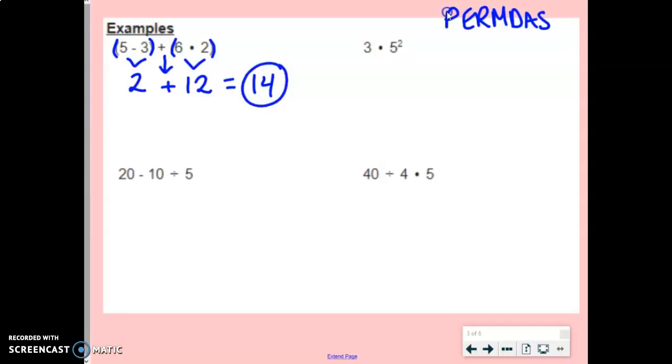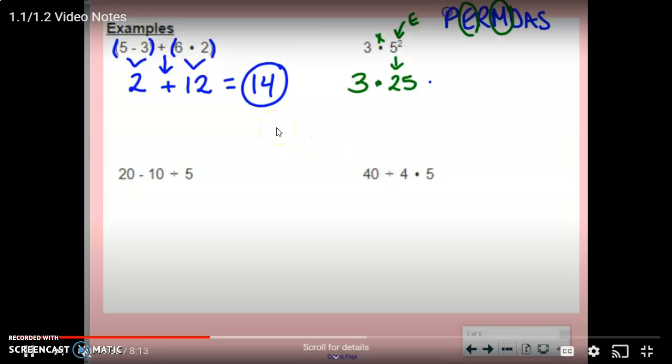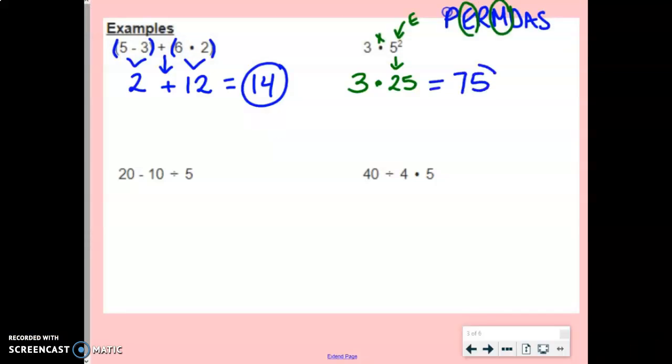The second one, there is no parentheses, so we move right into the exponents. Also remember that dot means multiply. Hopefully you remember that an exponent means times itself, so 5 to the power of 2 is equal to 25. We take that and multiply that by 3, and now we are up to 75 for a final answer. Why don't you take a few minutes to try these next two on your own? Hopefully you get the correct answers.